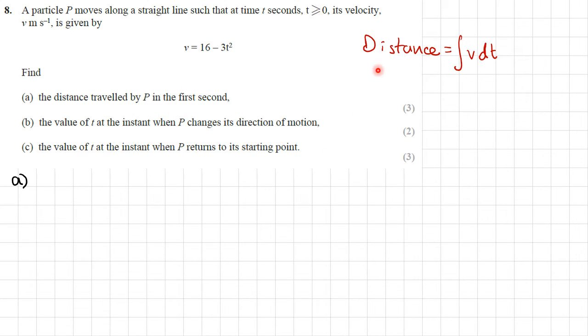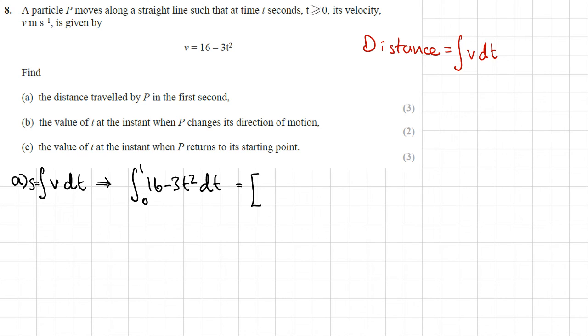Now, distance is basically the area under the velocity-time graph. So here's my velocity and here's the time. So the area is going to be given by integrating v with respect to t between the limits, in other words the time in the first second, so from 0 to 1, and that will give me the distance. Let's call that s. So limits of 0 and 1, integrating 16 - 3t² dt.